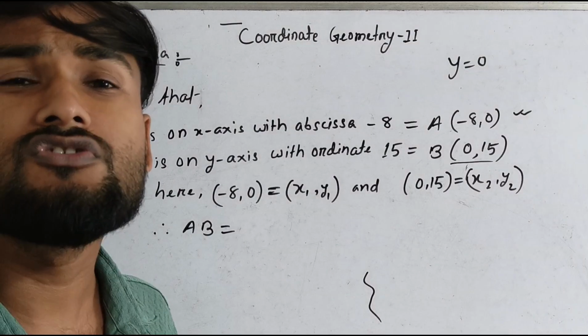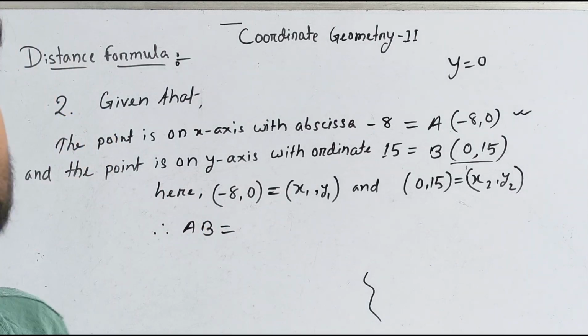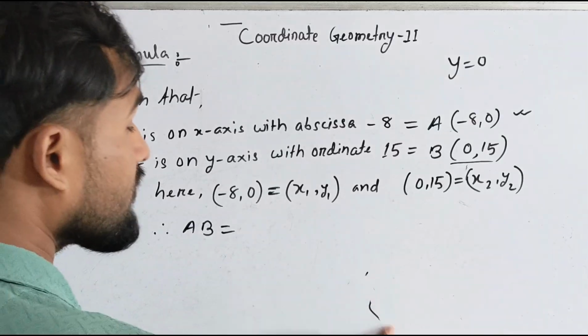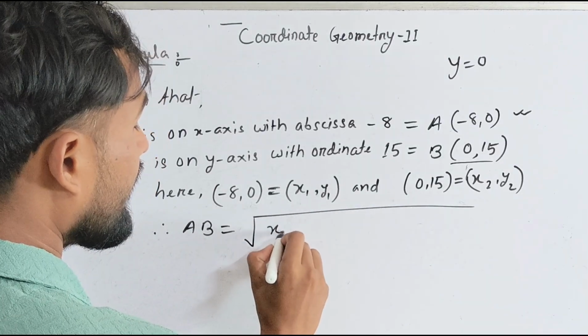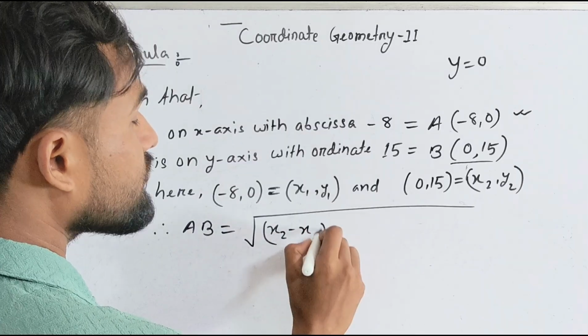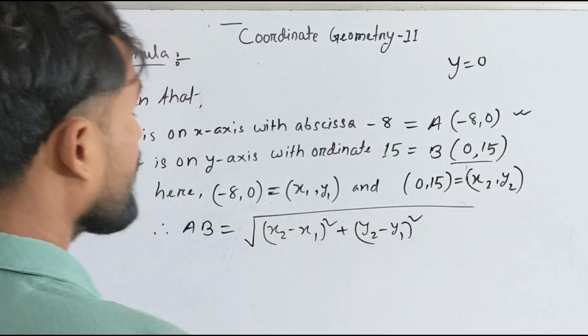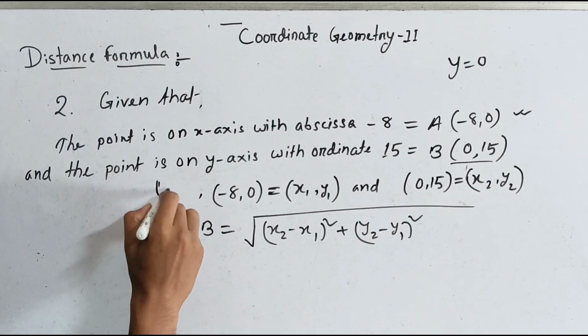So now we are going to find the distance AB. To find the distance AB, we have to use the distance formula. The distance formula was root over (x2 minus x1) whole square plus (y2 minus y1) whole square.